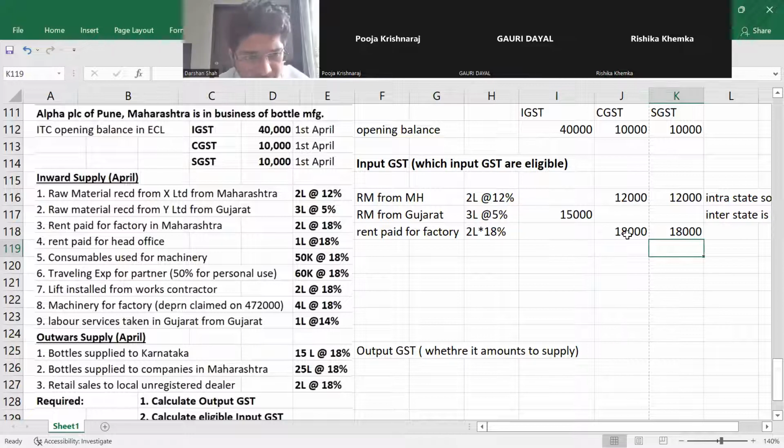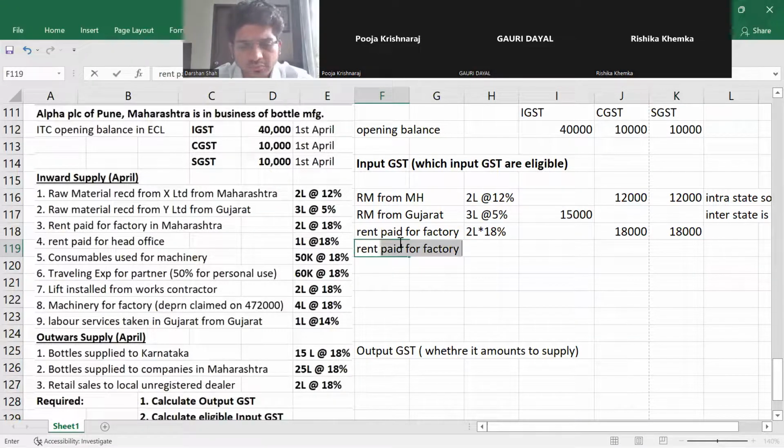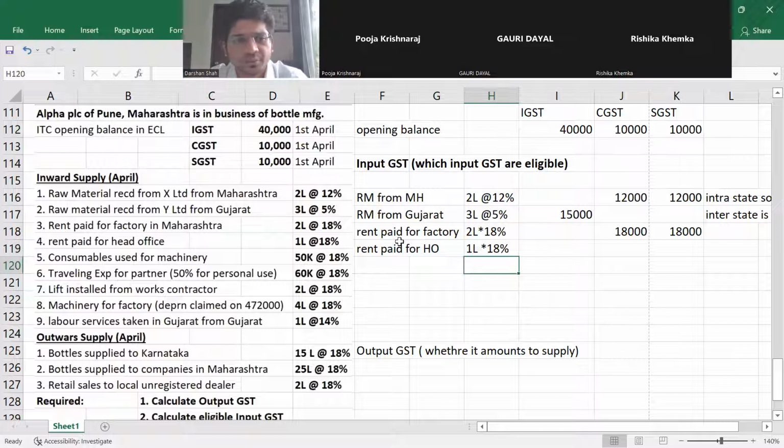Okay, next. Rent paid for head office. Eligible or not? Is it for furtherance of business? Head office is also for furtherance of business, no? So again, 1 lakh into 18%. This is the eligible input. Like I said, input, input services and capital goods, all three, we have to just check whether it is eligible.